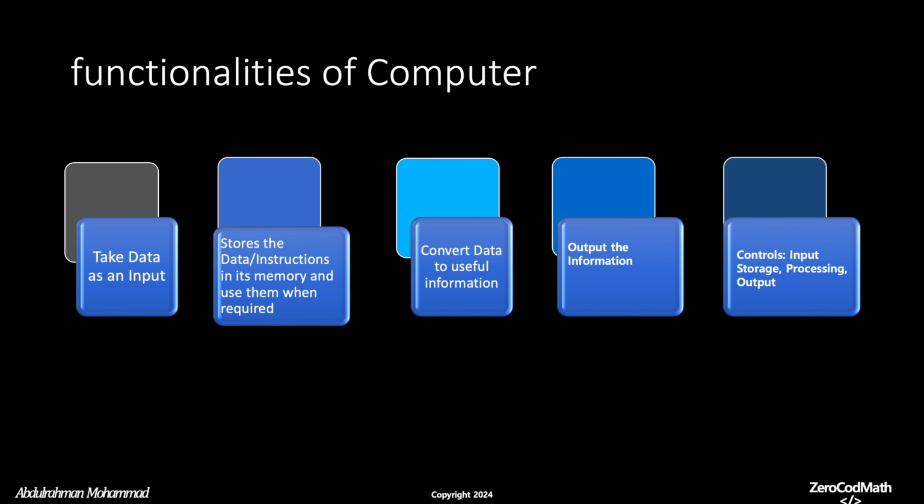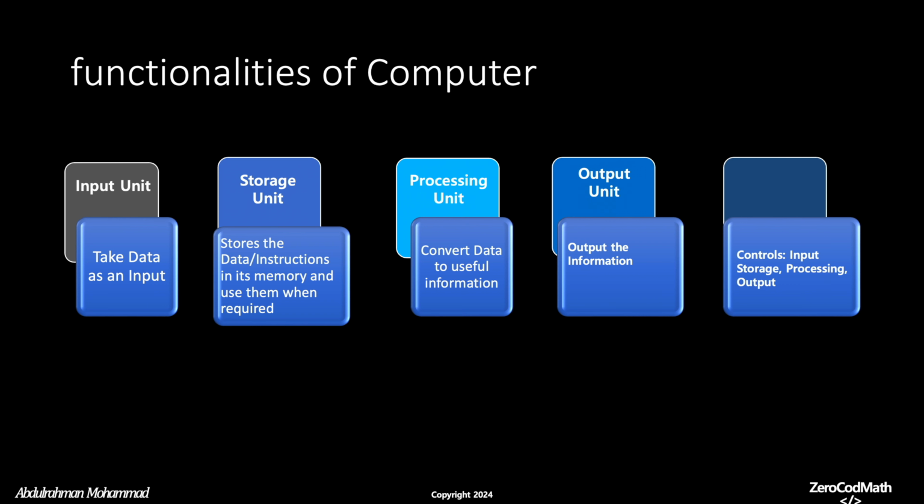Now, functionalities of computer. We have something called input unit. It takes data as an input. We have storage unit. It stores the data instructions in its memory and uses them when required. We have processing unit. It converts data to useful information.